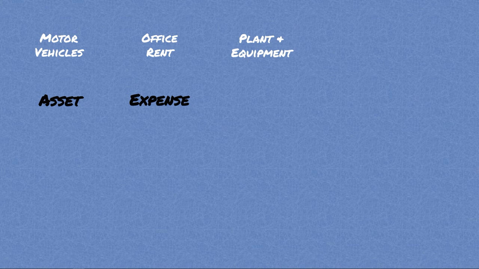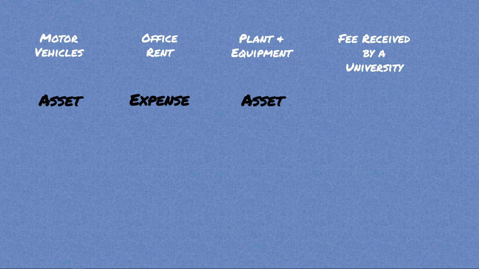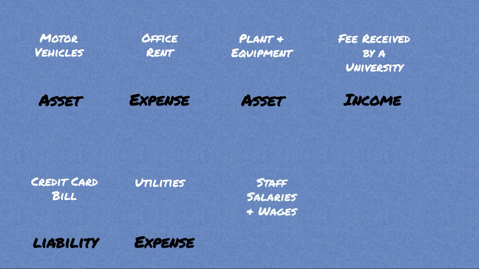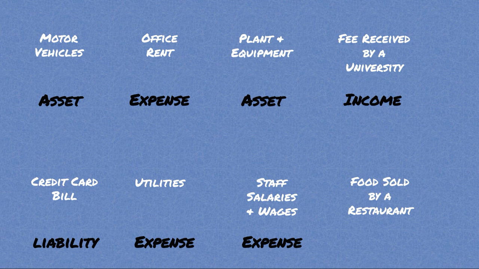Plant and equipment is again a valuable that is owned by us, so that will be an asset. Fees received by a university will be an income. A credit card bill is an obligation, we have to pay the money, so that will be a liability. Utilities are again an expense, we have to consume our money to gain that benefit. Staff salaries and wages are again an expense, we have to pay back the money. And finally, the food sales made by a restaurant will be its income.